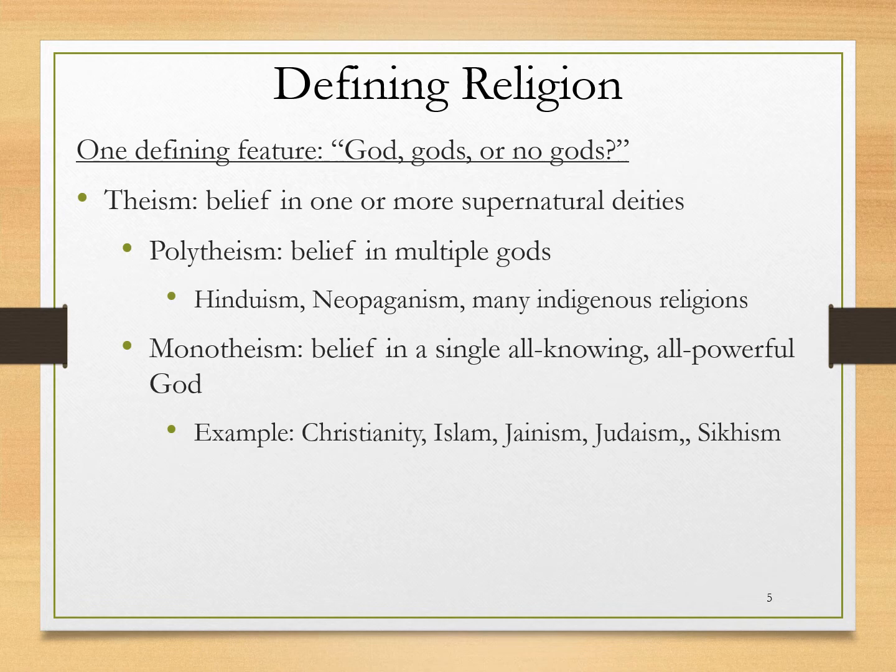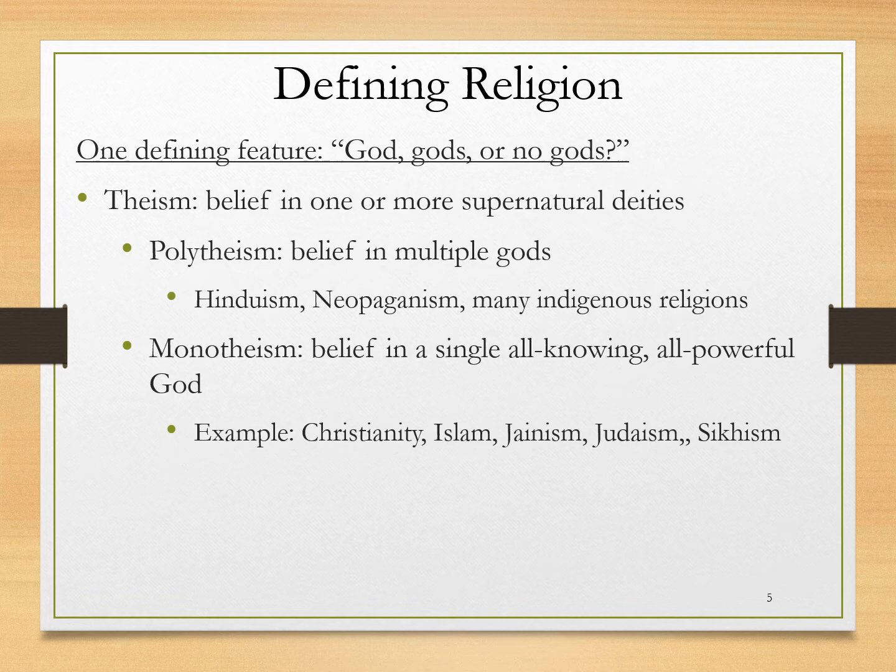Theism first, base definition there, belief in one or more supernatural deities. So, theism applies to both monotheism and polytheism. Polytheism is the belief in multiple gods. This includes religions like Hinduism, neo-paganism, and many global indigenous religions that are, by definition of indigenous, native to the people that live in that place.